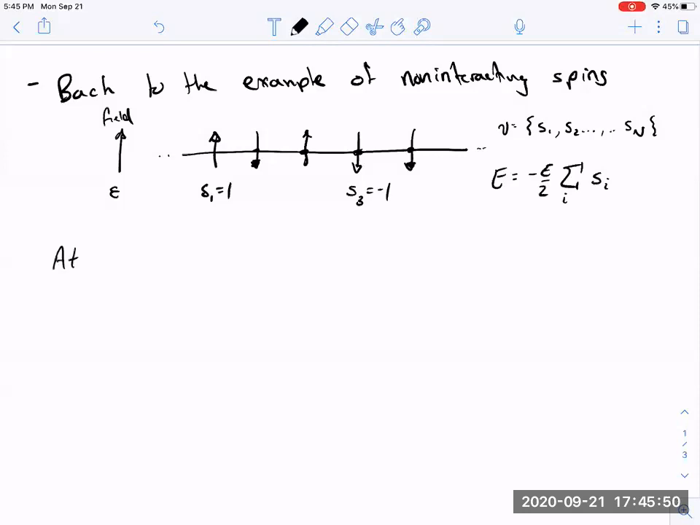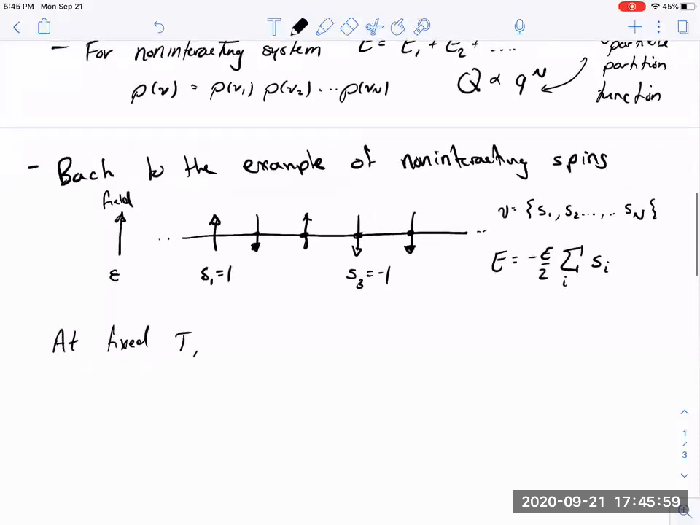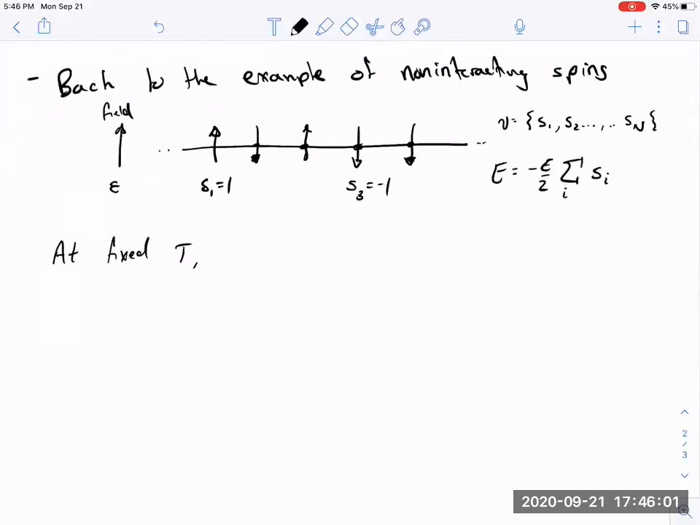So in such a system at fixed temperature, the probability of the state, as we've just reminded ourselves, factorizes. And so I am free. If I wanted to know the probability of S1, S2, all the way up to Sn, all of those spins act independently. So the probability is just the probability of S1 times the probability of S2, all the way up to the probability of Sn.